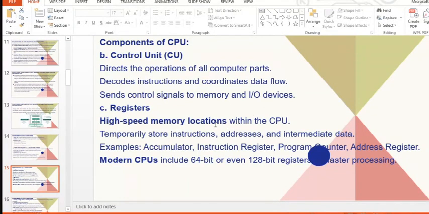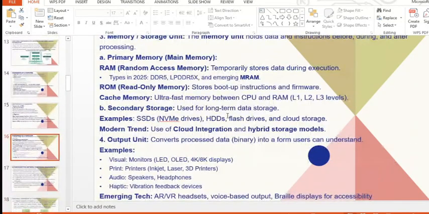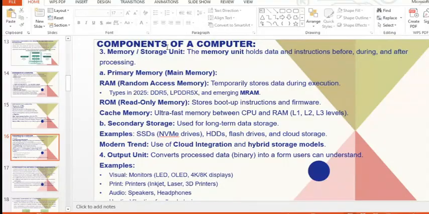Then we have the registers, which provide the communication pathways, for temporarily storing instructions, addresses, and also intermediate data. Then it consists of the accumulators you have seen from that architectural framework of the CPU. Then, of course, in the computer we talk about the memory and the storage unit.